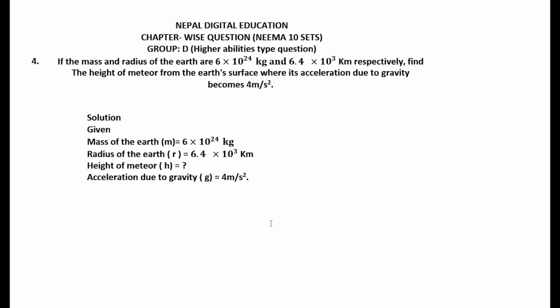So let us look at the problem. If the mass and the radius of the earth are this and this respectively, find the height of meteor from the earth's surface where its acceleration due to gravity becomes this much. So we have to find the height of meteor. So first of all, draw the diagram. Suppose this is earth and this is meteor.